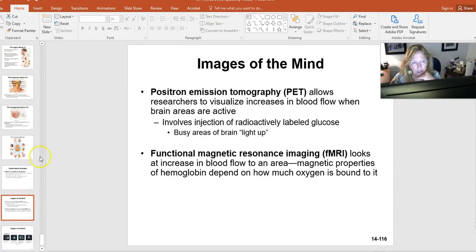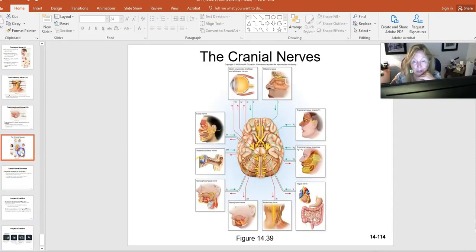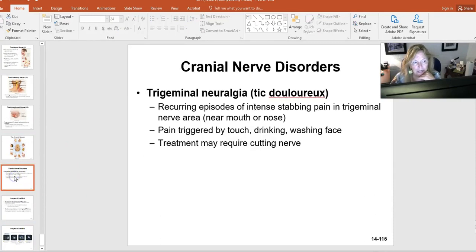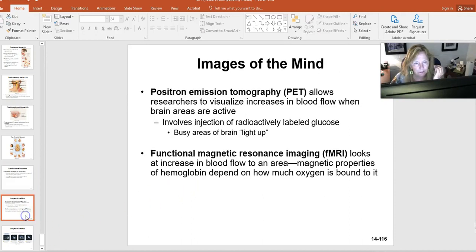Now, there is also, I told you about Bell's palsy. Bell's palsy, I don't have a slide on that, which is unusual. Bell's palsy is of the facial nerve. So that's why you have that paralysis when you have Bell's palsy happening.